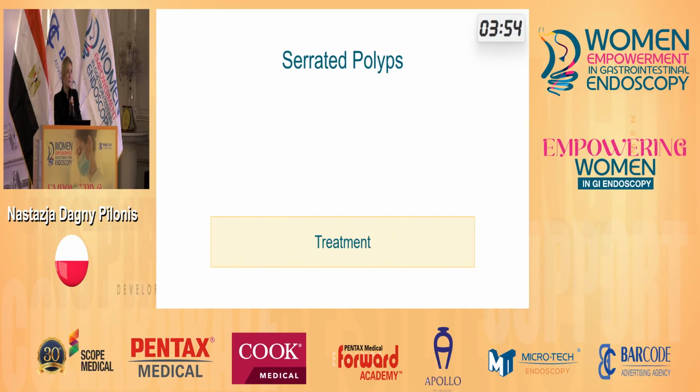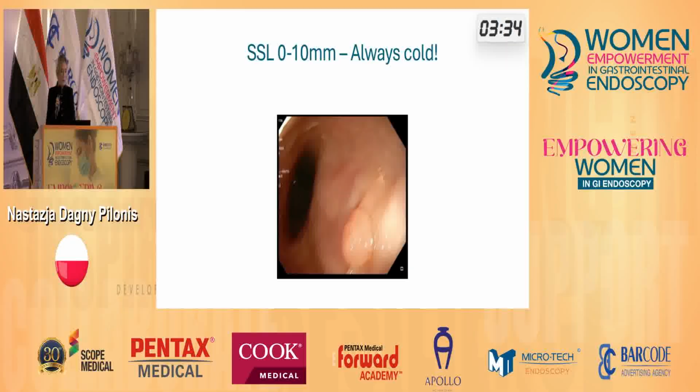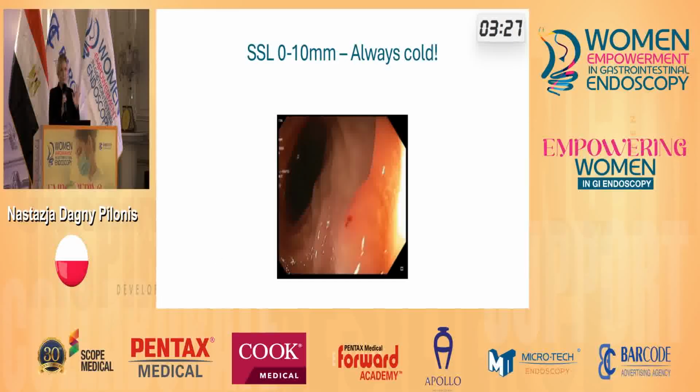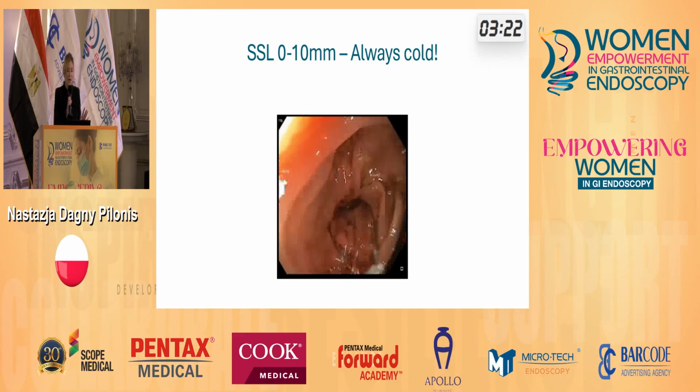Okay, so now when we can recognize those lesions, how do we treat them? We have to take into account three major things: technical feasibility, risk of recurrence, and complications, when we are thinking about which method we will use. Basically, removal of serrated lesions follows conventional polypectomy. For lesions smaller than one centimeter, we should always go for cold polypectomy, and we have a body of evidence to support that this is the best way to go.